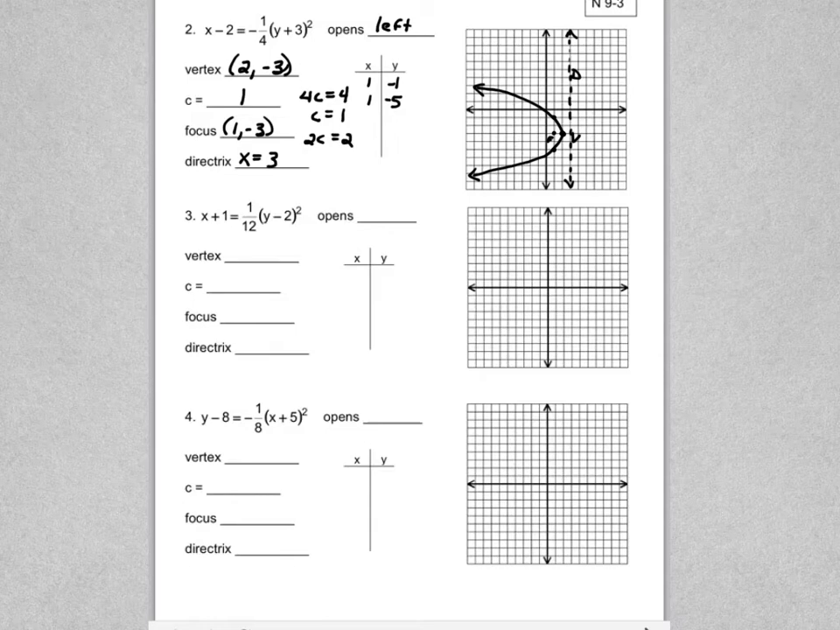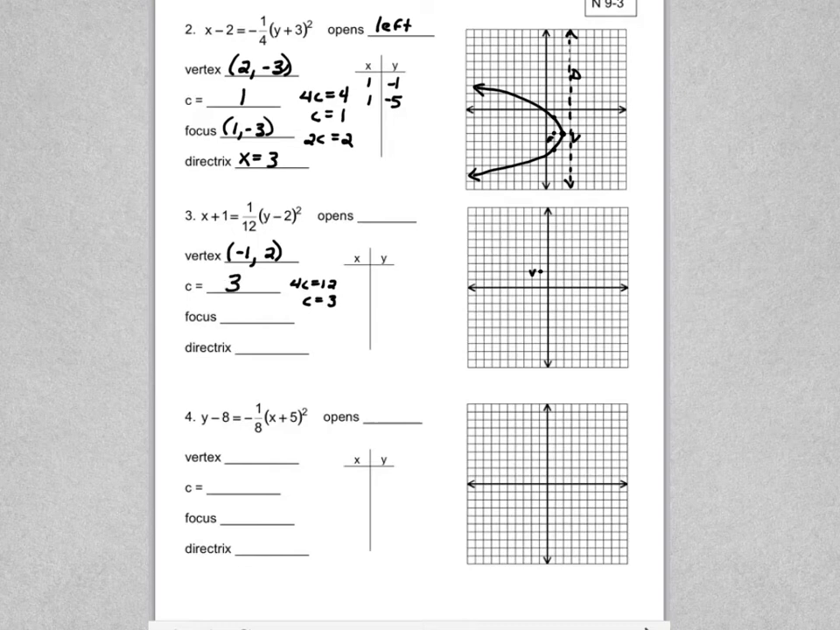So I hope this is fairly straightforward. You're seeing what you need to do for drawing the up, down, left, and right parabolas. Let's look at example 3. The vertex is at negative 1, positive 2. So we'll go here at negative 1, 2 and put our vertex. Okay. Now where is c? 4c is equal to 12. So c is equal to 3.